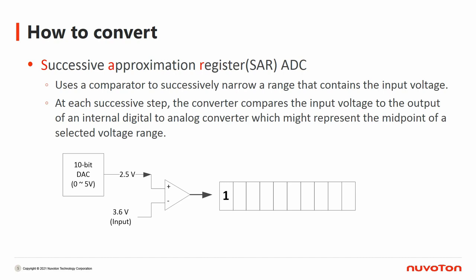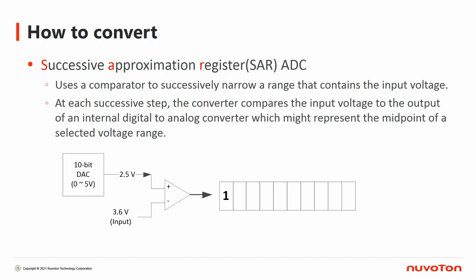First of all, since the range is from 0 to 5 volts, we take the middle value, 2.5 volts, to do the comparison. Compare 2.5 volts and the input 3.6 volts. 3.6 volts is bigger than 2.5 volts. Therefore, the first bit would be filled with 1. By the comparison, we know that the input value is ranged from 2.5 volts to 5 volts. And then we continue the comparison to narrow it down.